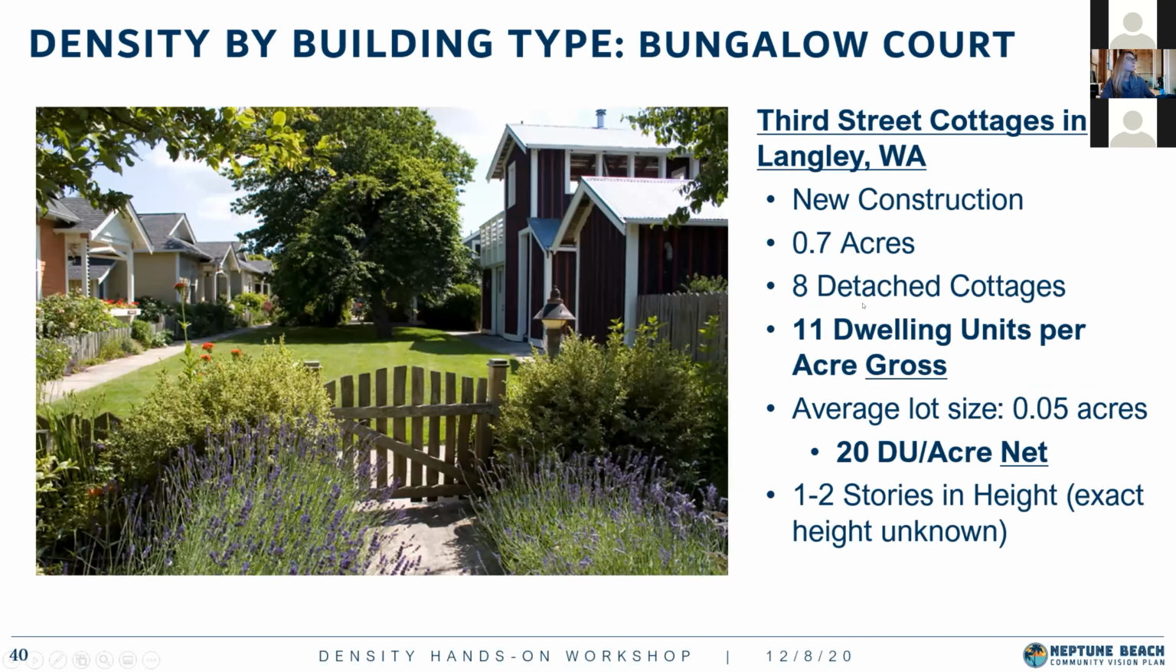To show you an example of a bungalow court, this is a concept we shared during our neighborhood workshops, of gathering detached single-family homes around a shared central space as opposed to a long street. So this is an example in Washington. It's 0.7 acres. It's new construction, and it shows 8 detached cottages. So if you look at the gross acreage, which includes the public spaces and the side access lane and parking, it's about 11 dwelling units to the acre. But if you take just the building lots, it's about 20 dwelling units per acre net. And the bungalows can range from 1 to 2 stories in height.